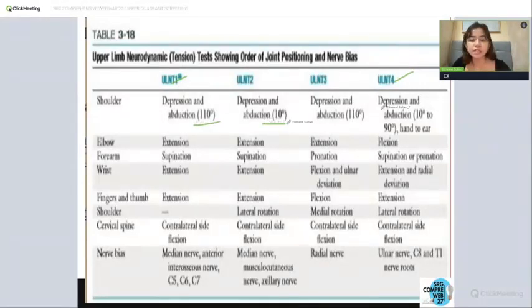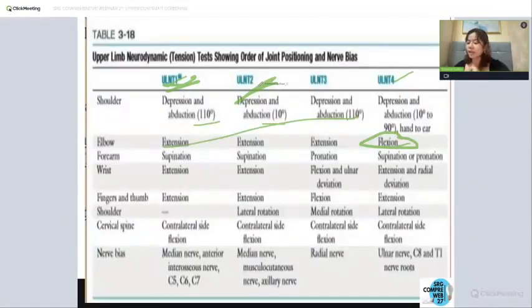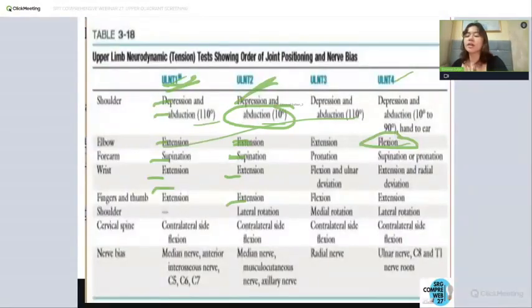Now, look at ULTT1 and ULTT2. Look at the position. Sa lahat, your ULTT1, you have depression, abduction, extension, supination, extension. It's the same, exactly the same. Saan lang sila nagkaiba? In terms of the degree of the abduction. So if this is your ULTT1, ito na lang si elbow. If this is your ULTT1, you have your depression, abduction to 110 degrees, extension of the elbow, supination of the forearm, and extension of the wrist.